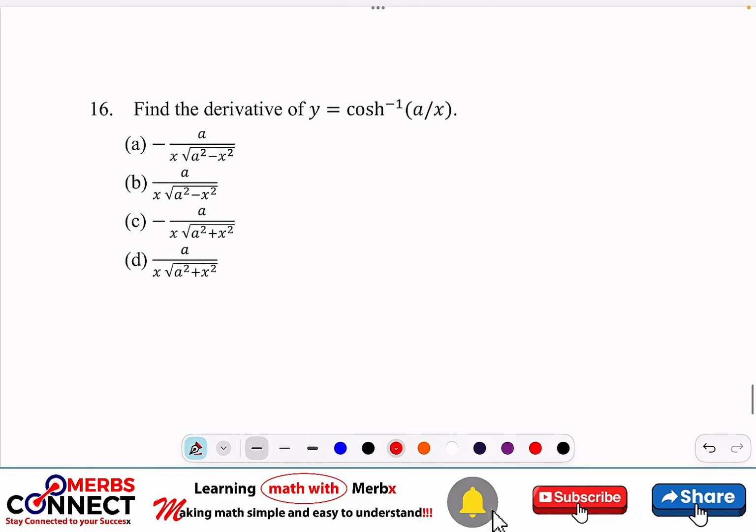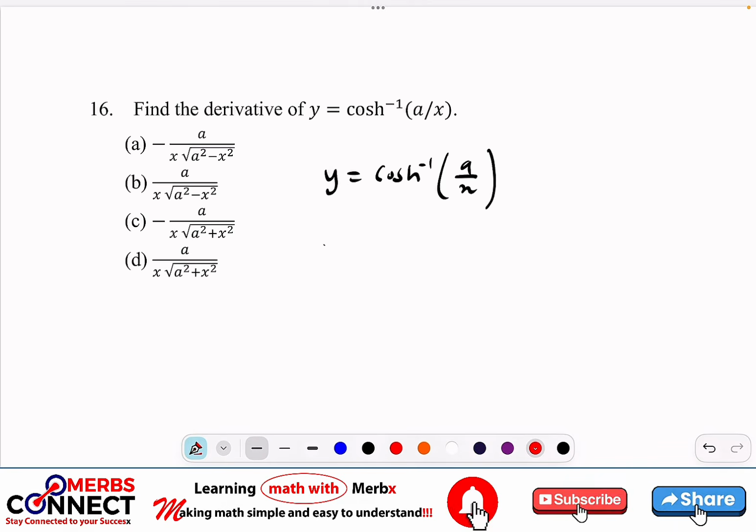Now the derivative of this. Okay, so we want to take the derivative of this, and we need to use this hyperbolic function, right? Let me write this one well, and then we'll see what we can do. The hyperbolic function of cos of A over x. Now we need to recall the formula that we are going to use, and then if we're able to recall that, we are good to go.